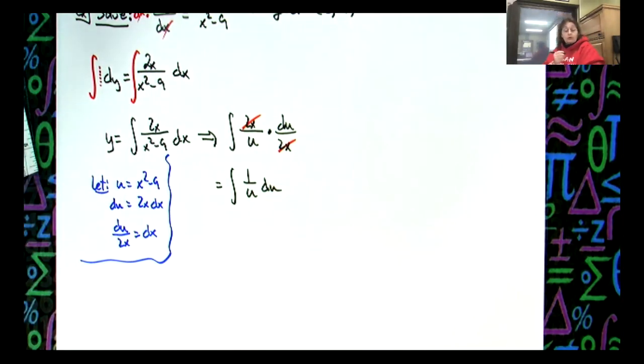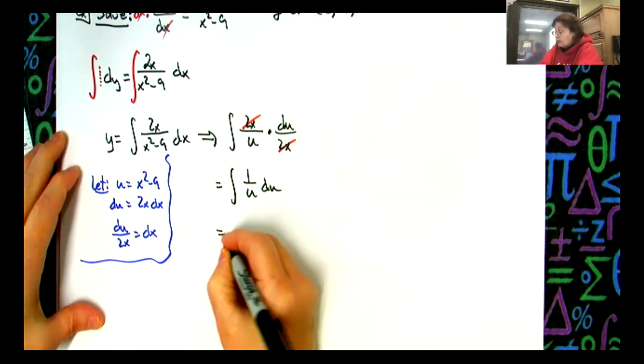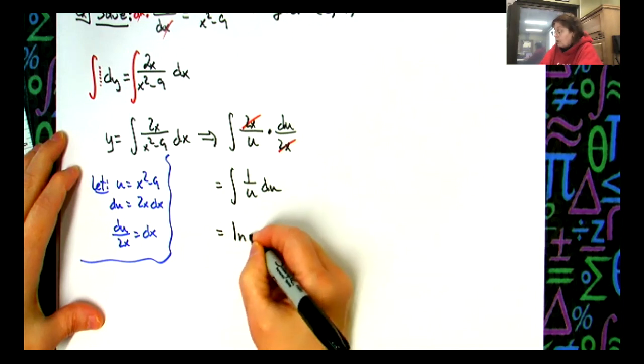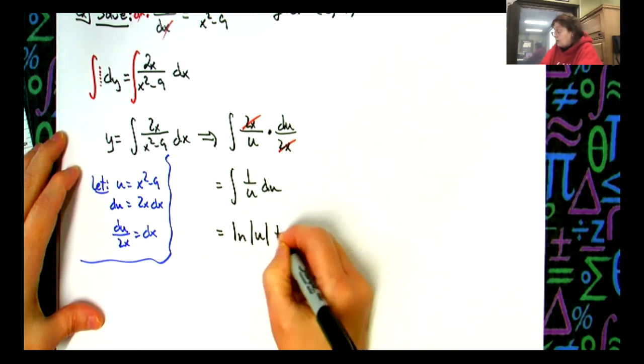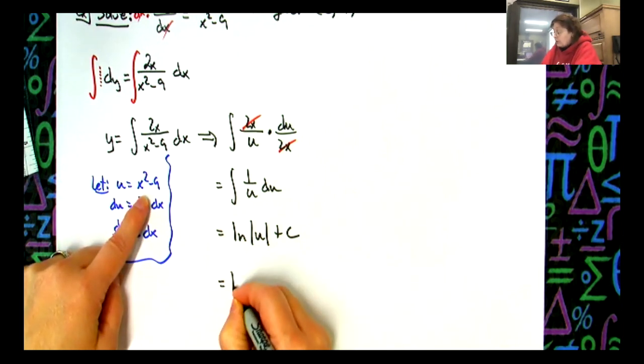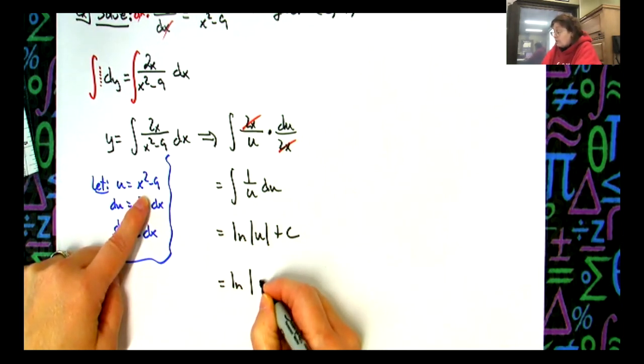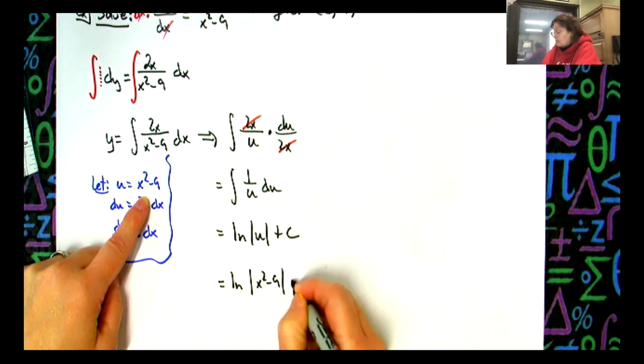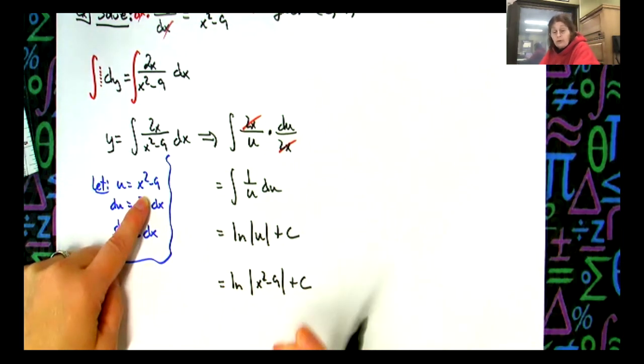All right, and then we just learned last week how to integrate that. Natural log, right? Natural log absolute value of u, and then plus c. And then I can plug my u back in: natural log absolute value x squared minus 9 plus c. Okay, so now there is my general solution.